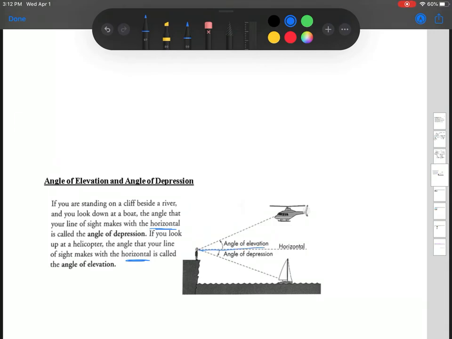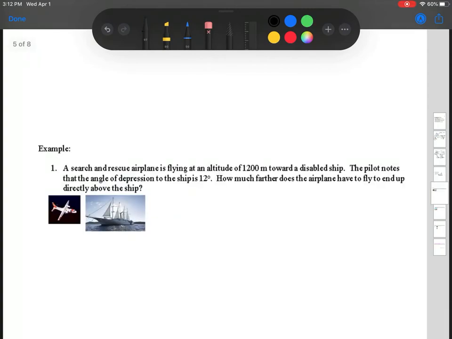So horizontal is this line here. Vertical would be up and down. So we're always comparing to the horizontal, and then you draw your triangle in. If you're going to do the angle of elevation, then you go up to the helicopter, and now you've made a triangle. When you do angle of depression, you would go down, like depressed, and then again draw that in, and now you've got a triangle, okay?